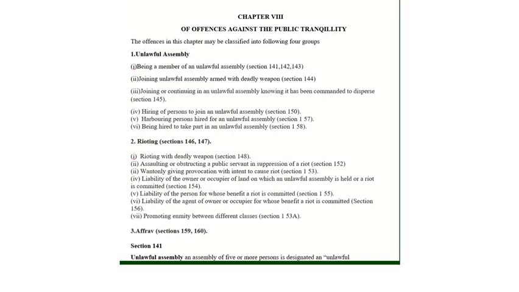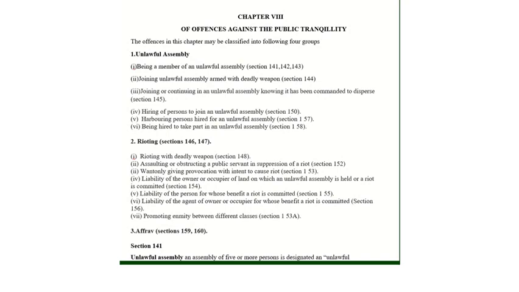Now comes, what is unlawful assembly? Unlawful assembly is described in sections 141, 142 and 143. And joining an unlawful assembly armed with a deadly weapon is described in section 144. Section 145 deals with joining or continuing in an unlawful assembly knowing it has been commanded to disperse. The fourth part, that is section 150, is hiring of persons to join in an unlawful assembly.